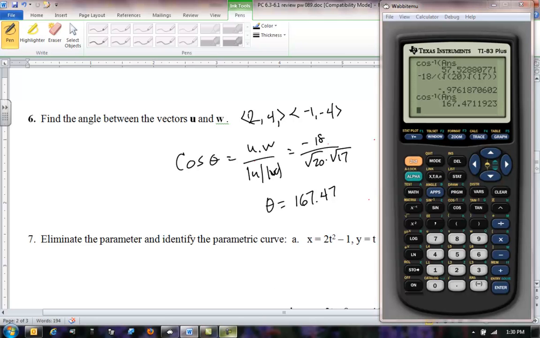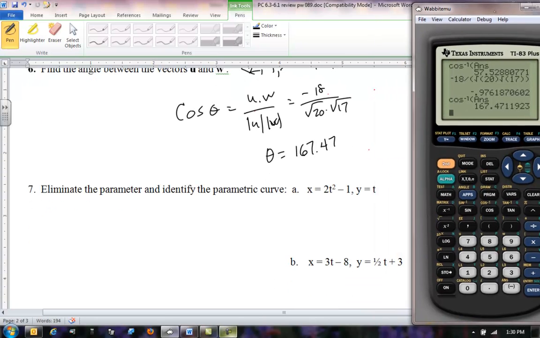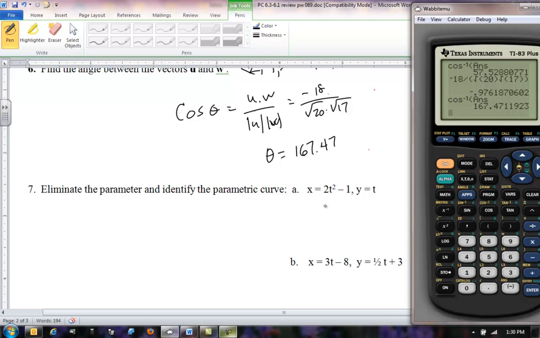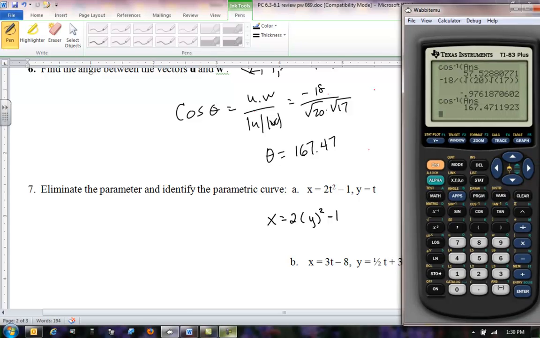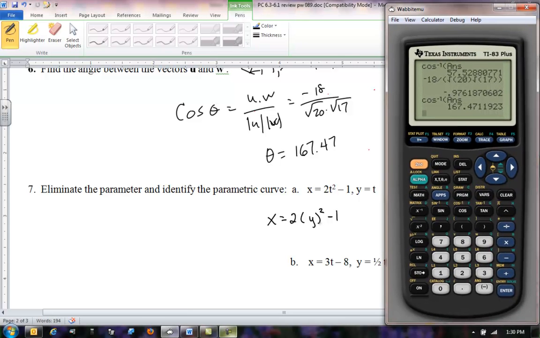Alright, eliminate the parameter, which means we have to get rid of the t. You've already solved for t, so I'm going to take this where it says t and plug y in anywhere I saw t. So here it's going to be x equals 2 times y squared minus 1. That has eliminated the parameter. Identify the parametric curve. It's a y squared, so this is going to be a parabola, and it happens to be a parabola that opens sideways.